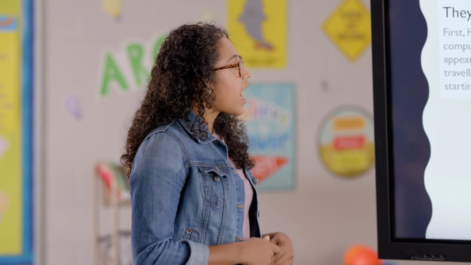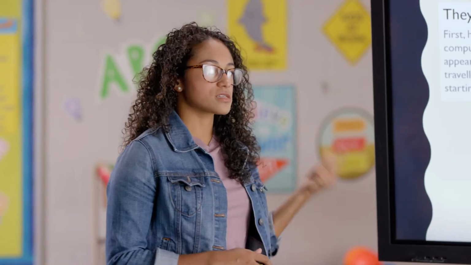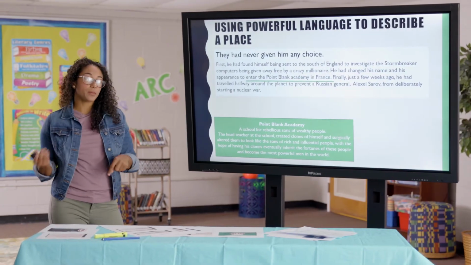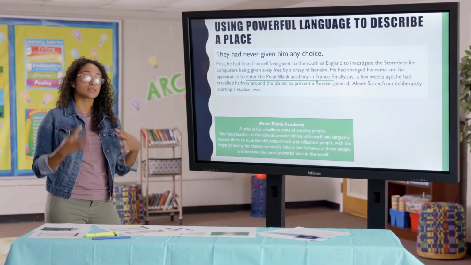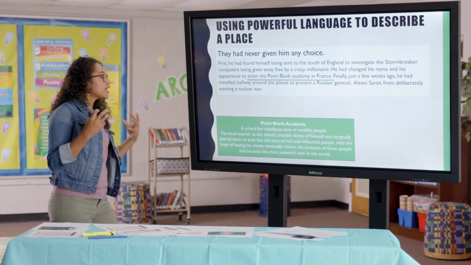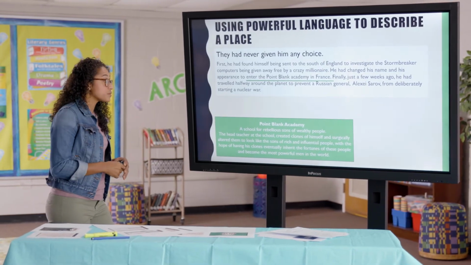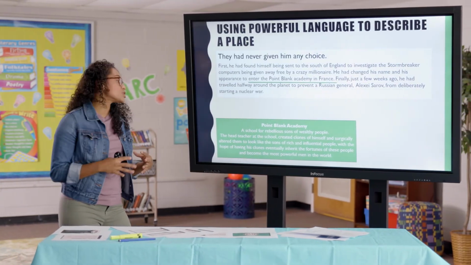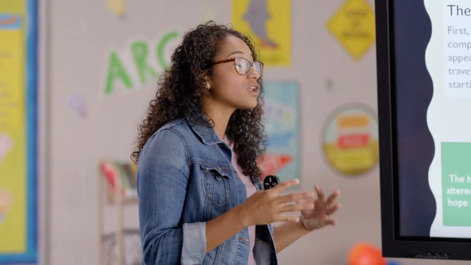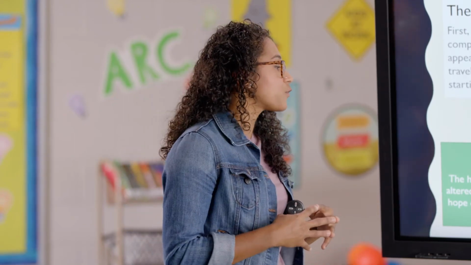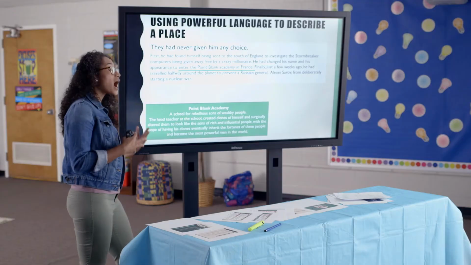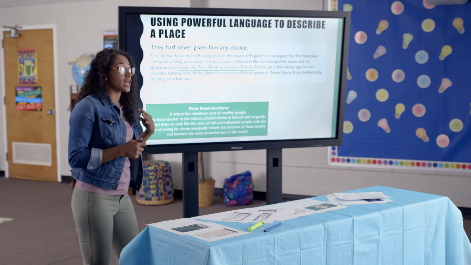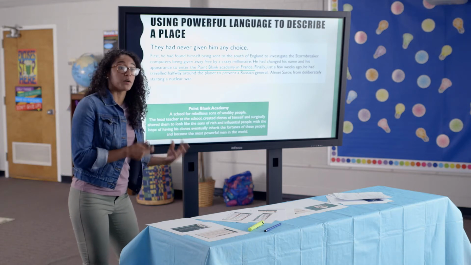So, I want to look at this place, the Point Blank Academy in France. And I know that the Point Blank Academy is a school for rebellious sons of wealthy people. The head teacher at the school created clones of himself and surgically altered them to look like the sons of rich and influential people, with the hope of having his clones eventually inherit the fortunes of these people and become the most powerful men in the world. So this is a strange and a little bit terrifying place.